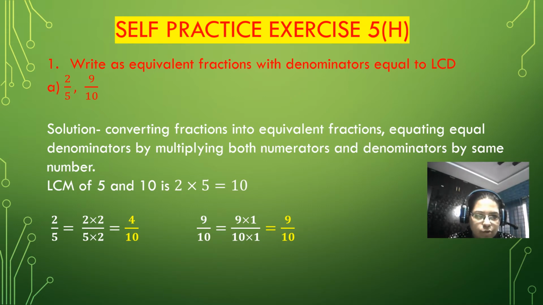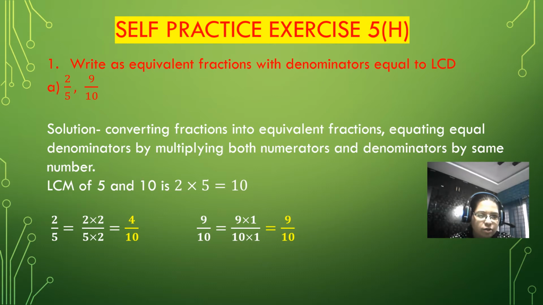Now we'll solve question number 1. Question number 1 is write as equivalent fractions with denominators equal to LCD. LCD is lowest common denominator, that is the LCM. We have to find the equivalent fractions of these two fractions whose denominator will be equal to the LCM of the denominators of these fractions. Converting the fractions into equivalent fractions, we equate the denominators to the LCM by multiplying the same number with both numerator and denominator. The fraction that we get is called the equivalent fraction of that fraction.